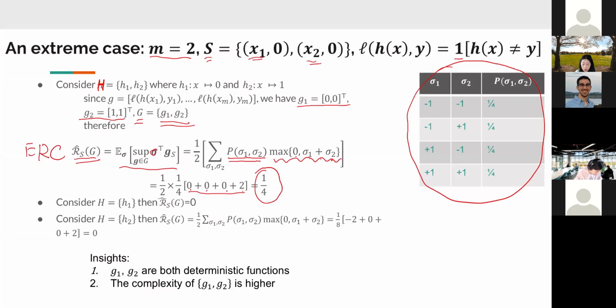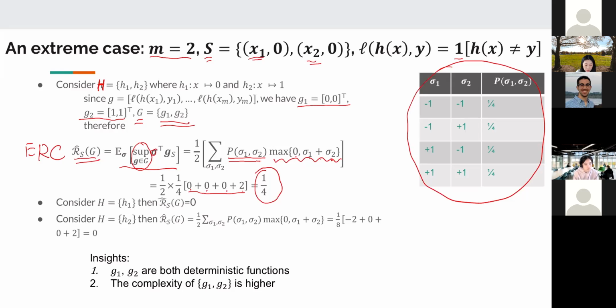However, in practice, your G is going to be infinite and your capital H is going to be infinite, so it's very hard to calculate the supremum here. Therefore, it is very difficult to calculate the empirical Rademacher complexity.